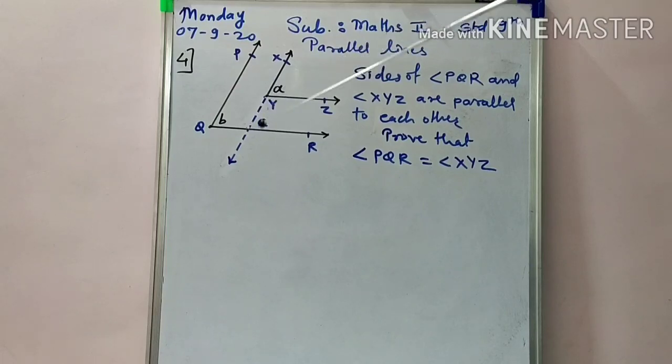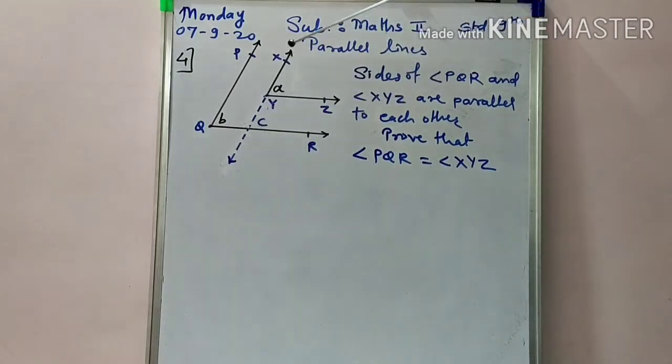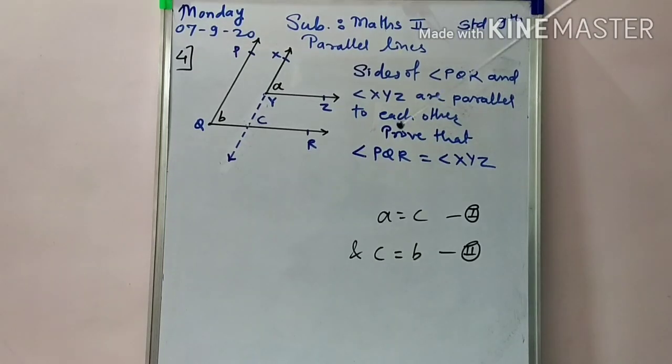Here YZ and QR are parallel to each other, which is the given part. And as we extend ray YX to the opposite side, line XY is what? Transversal. So A and C are what? Corresponding angles. Okay, so we can say A is equal to C. Getting this point?